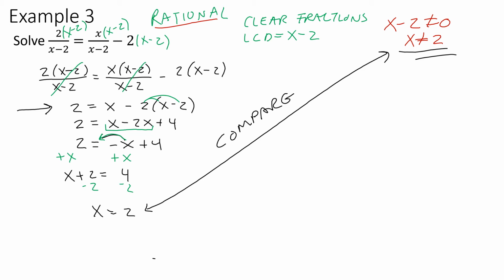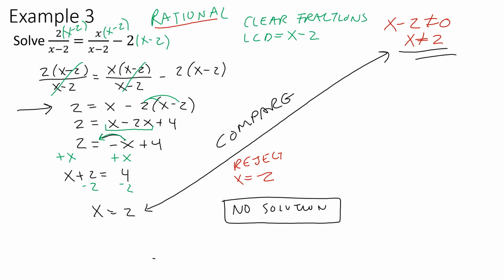the two, and I notice that my proposed solution is x equals 2, but I know that x should not equal 2. Therefore, we're going to reject x equals 2, and since I don't have another solution to present, there are no solutions. So no solution is my final answer. And I want to note that this is an inconsistent equation.